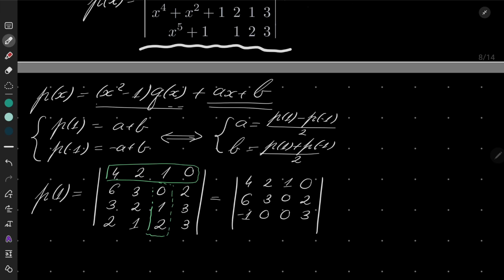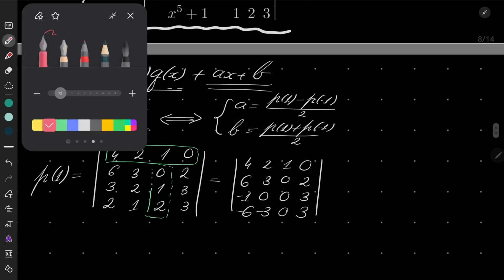And finally, let's take the first row and multiply it by minus 2. We will get minus 8 plus 2 is minus 6. Minus 4 plus 1 is minus 3. Here we have 0. And here we have 3.